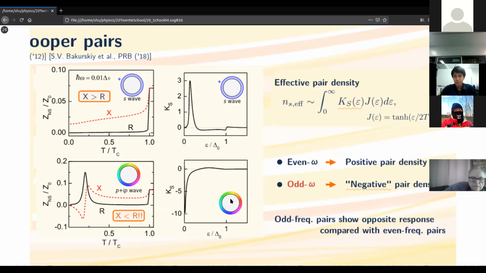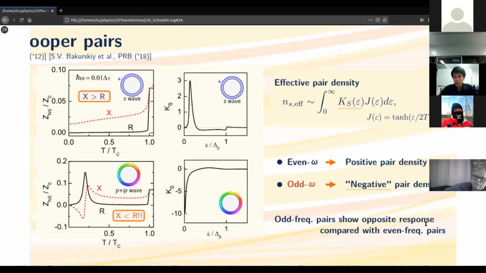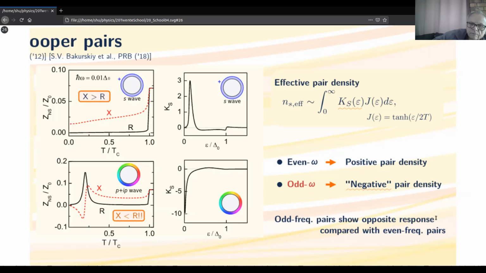However, the spectral pair density for P-wave looks like this. There is a huge negative peak at low energy, which means that the odd frequency pair has effectively negative pair density. So this is very interesting. This relation means that the odd frequency pair may show the opposite response to the external perturbations compared with even frequency pairs.